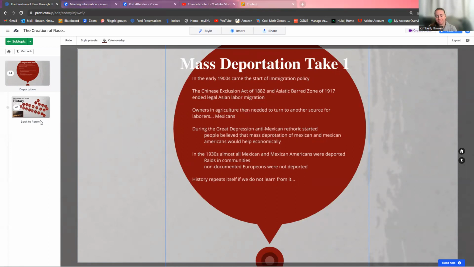And during the Great Depression, and this is going to sound a little familiar, right? During the Great Depression, anti-Mexican rhetoric started, and people believed that mass deportation of Mexicans and Mexican Americans would help the economy by giving jobs back. Nothing that we have currently as racial ideologies is something that is new. It always comes from some other point in our history. I want to make that very clear, because you're going to see a lot of racialized ideologies and stereotyping happening in our media probably in the next couple of years, to who knows how many years.